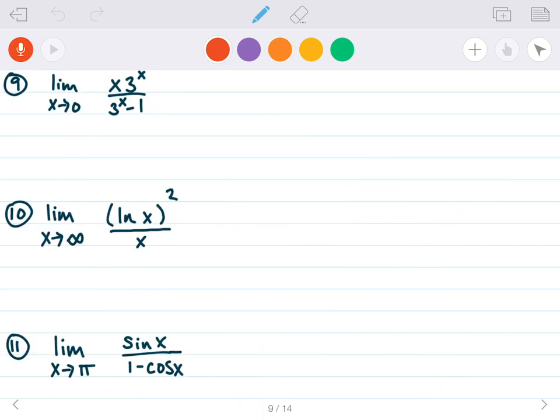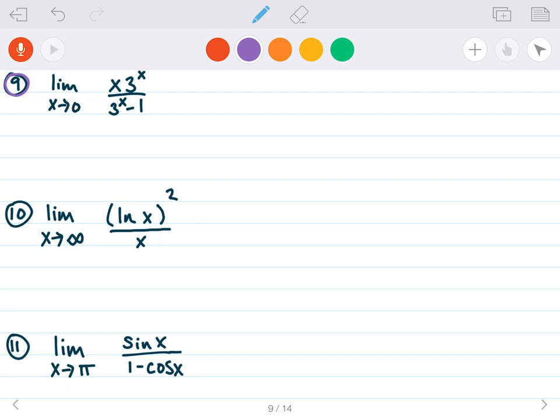Hey, guys, let's go ahead and do these examples. All right, so number 9, picking back up on where we left off, we're trying to see if we can use L'Hopital's rule, because sometimes we're given rational functions that aren't easy or impossible to factor.